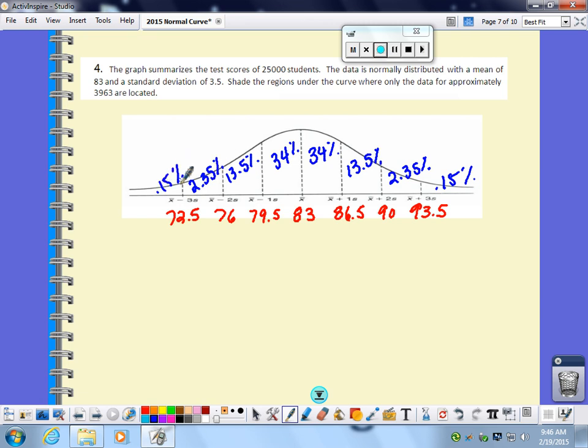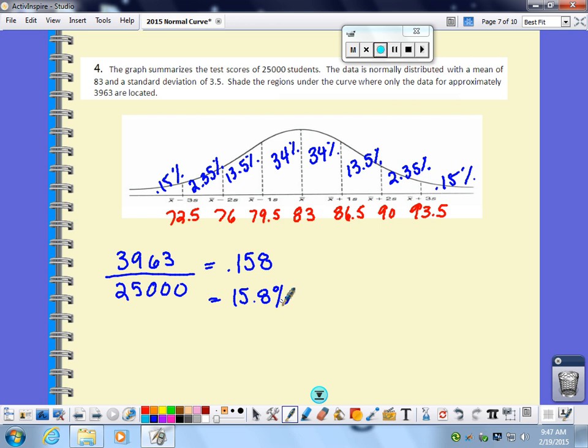Okay? All right, let's look at our question. We want to shade the region under the curve where only the data for approximately 3,963 are located. Well, we need that as a percentage. So we're going to divide that by our total number of students, at 25,000. So this is going to give me 0.158, or 15.8%.